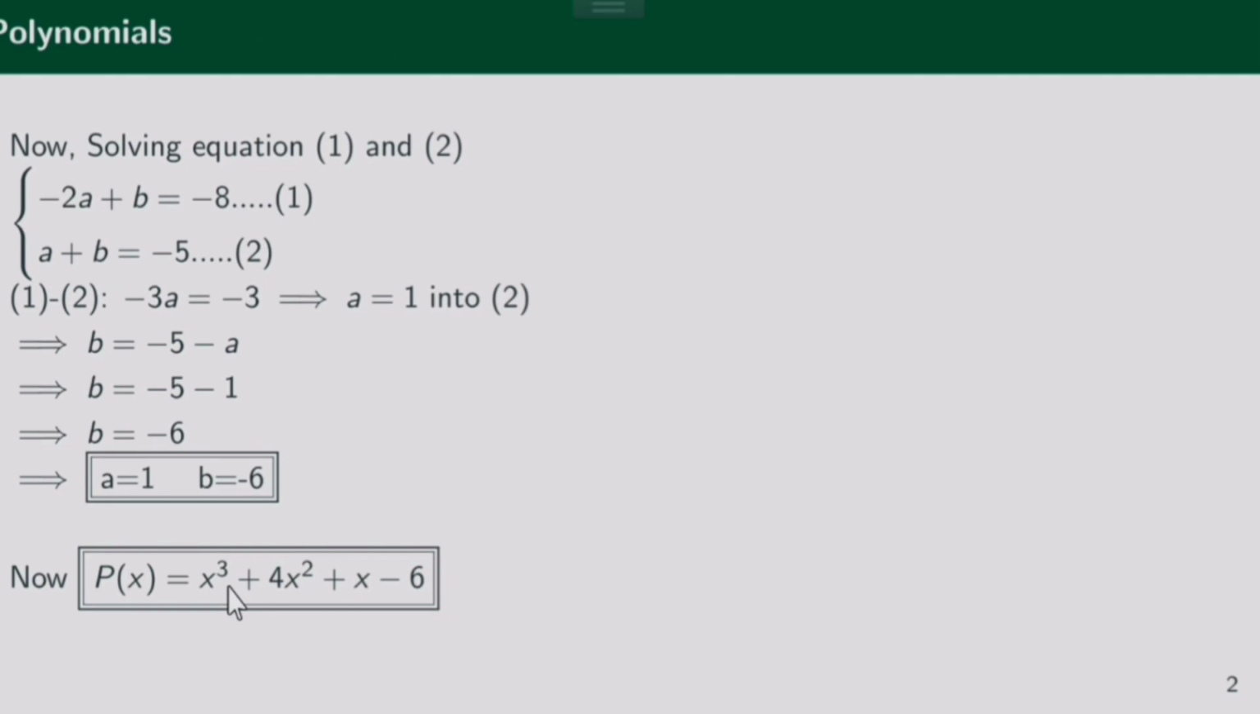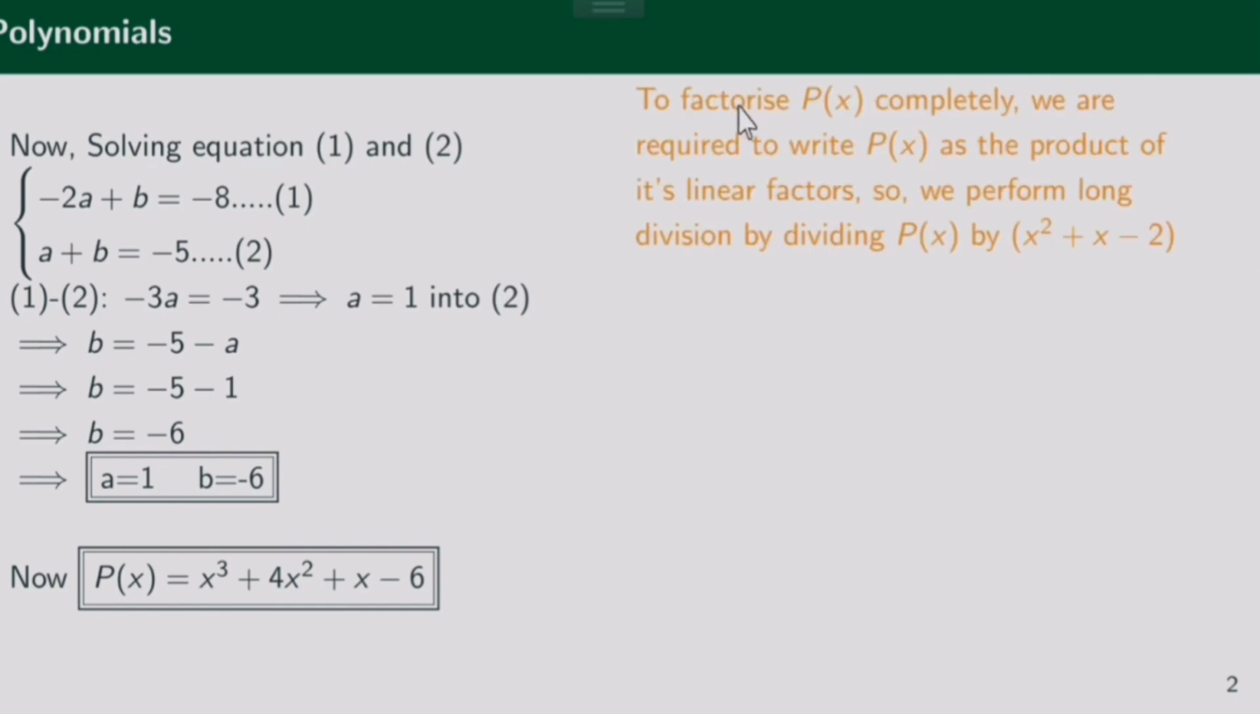When we are asked to factorize a polynomial completely, what they're asking us to do is to write the polynomial as the product of its linear factors. So here I will take P of x and divide by the factor that was given to me in the question. To factorize P of x completely, we are required to write P of x as a product of its linear factors. So we will perform long division by dividing P of x by x squared plus x minus 2.